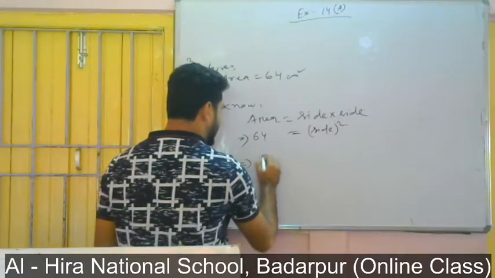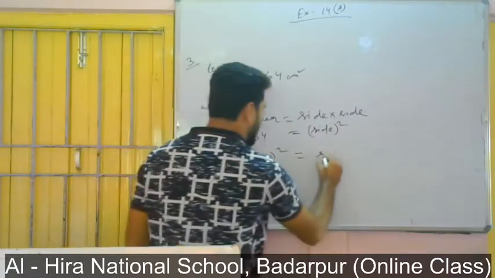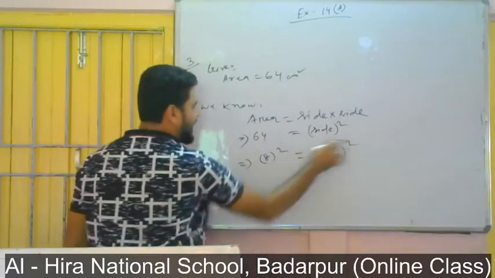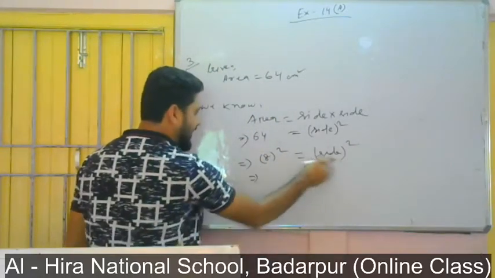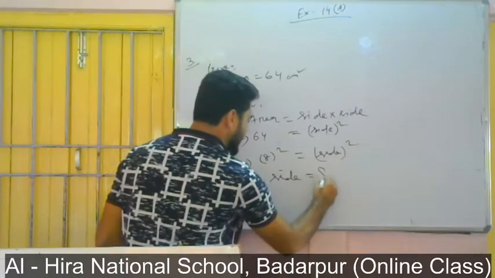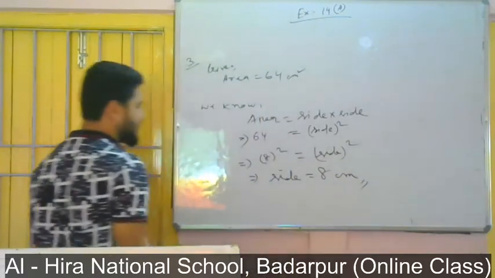Okay, now we have to find what? 64, I can write what? 8 square. Okay, 8 square means what? 64. And here, side square. So from both, square will be cancelled, so you can write side is equals to what? 8. That means I can write side equals to 8 centimeter.